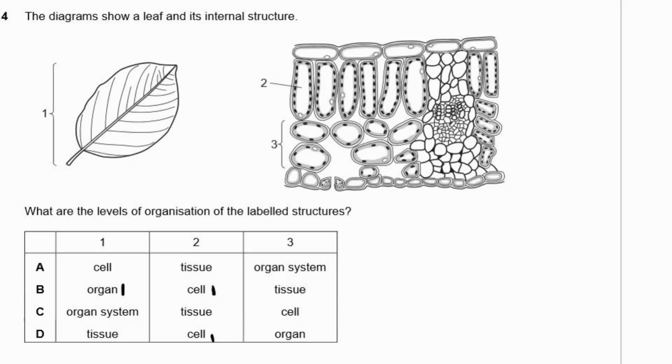Looks like the answer is B, but we'll check. And 3, it's pointing to a section, this whole spongy mesophyll section. Yes, it's mainly one type of cell. There's a few other types of cells in there, and the whole purpose of that is to get water to diffuse into the empty spaces as gas, so it can then diffuse out of the stomata. So that is a tissue. Similar cells working together to perform the same function. Okay, so the answer is B.